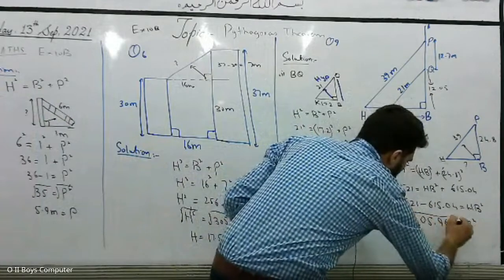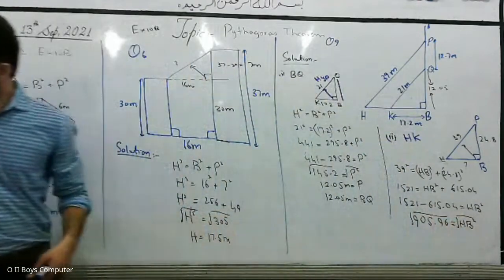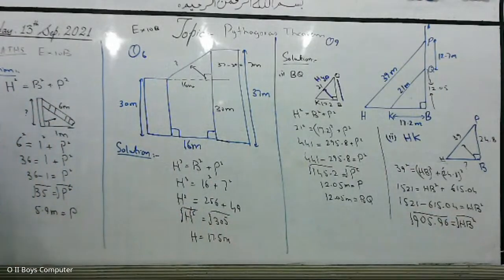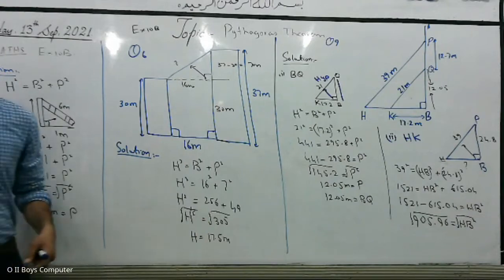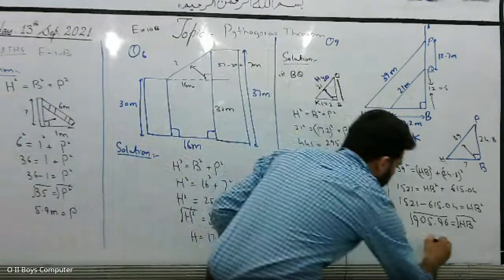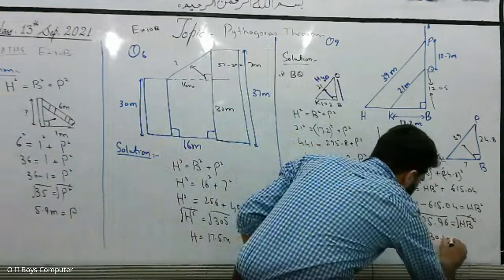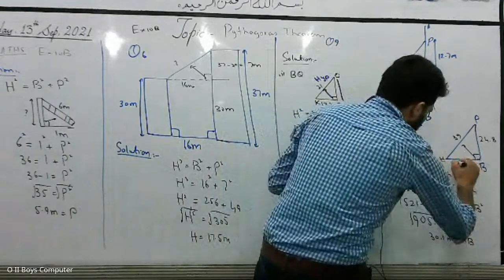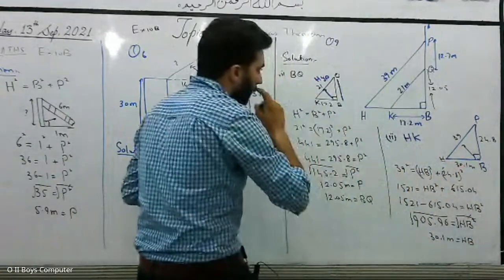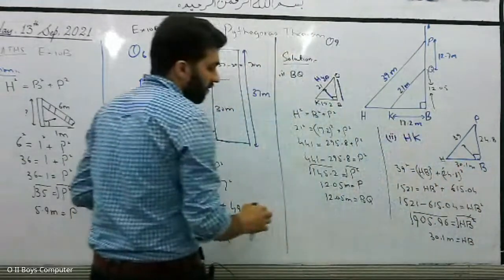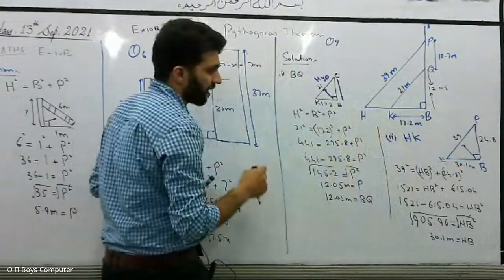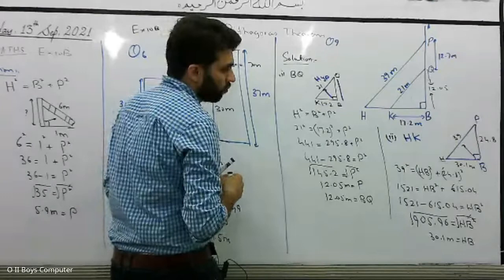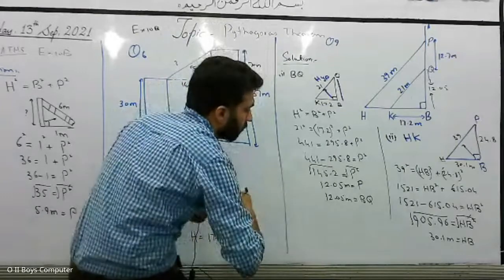In the last step, again, you have to take the square root of 905.96. That is 30.1. 30.1 is the total base in meters. Okay? This is 30.1. Now, if we have to find out HK, we have to subtract 17.2 from 30.1.